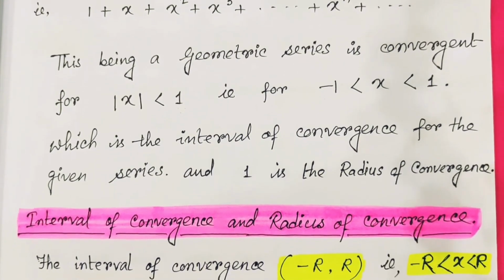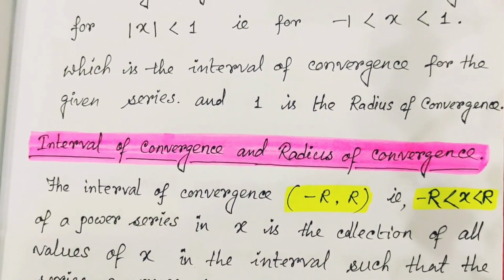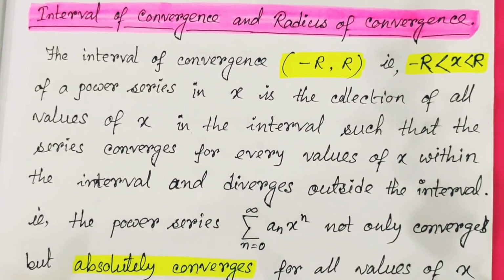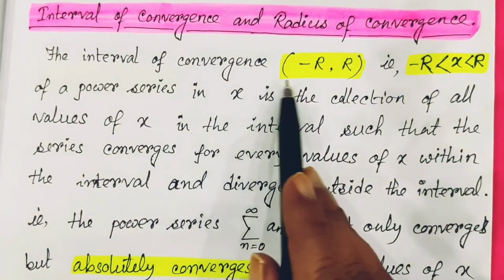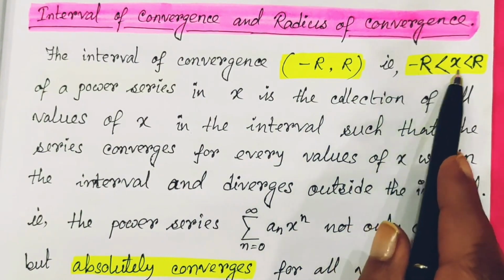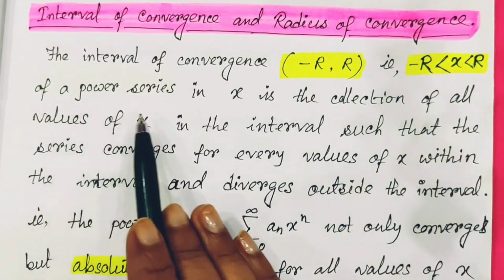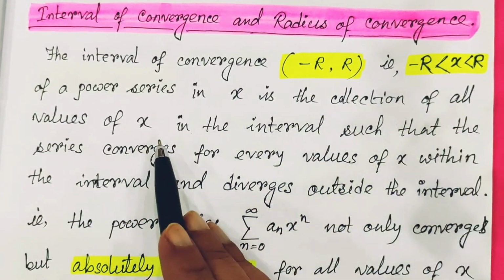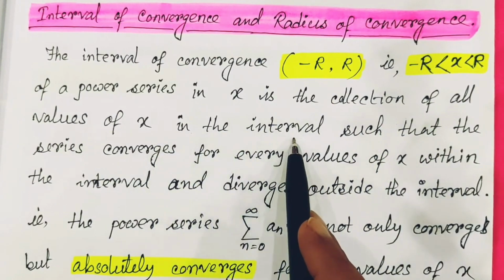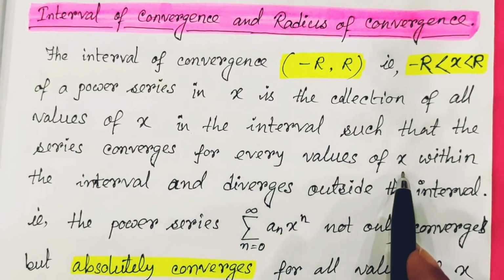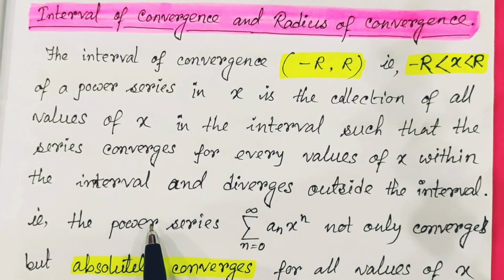Now, the definition for the interval of convergence and the radius of convergence. It says that the interval of convergence, which we can write as (-r, r), or -r to +r, of a power series in x is a collection of all values of x in the interval such that the series converges for every value of x within the interval and diverges outside the interval.